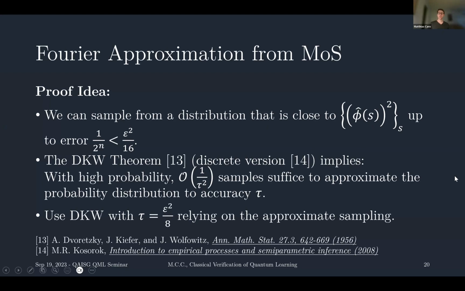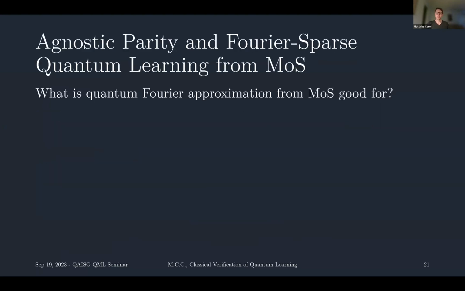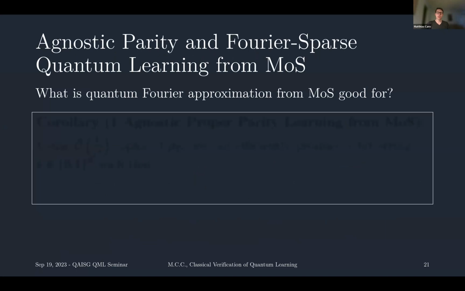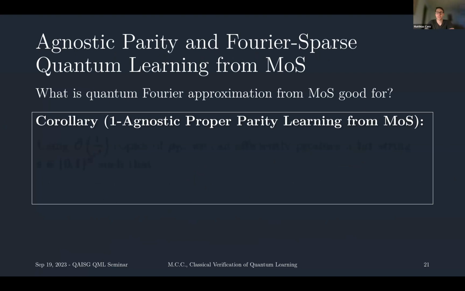So long story short, we can do approximate Fourier spectra. And you ask, why do we do this? That's a very good point. So why quantum Fourier approximation? So one application of this is you can learn parities now using these mixtures of superposition examples, and you can do it in a fully agnostic setting.